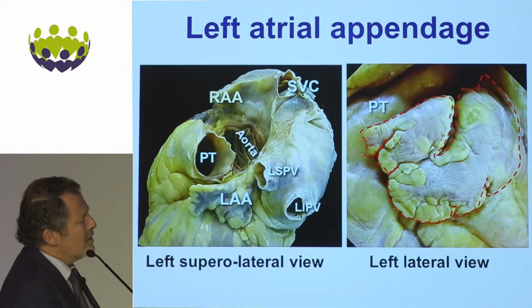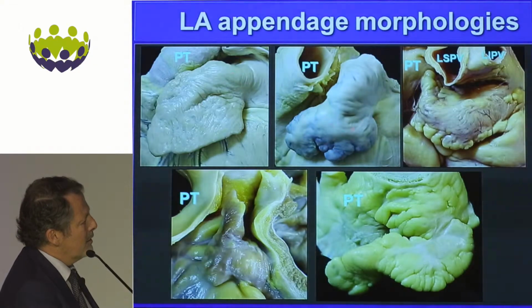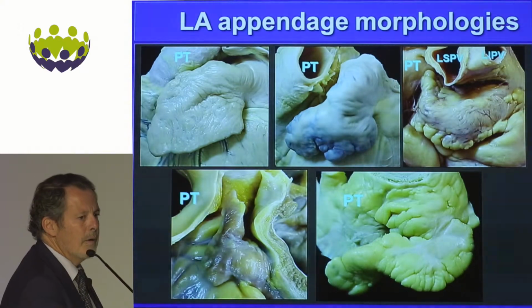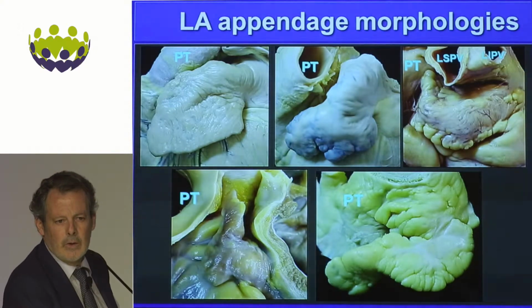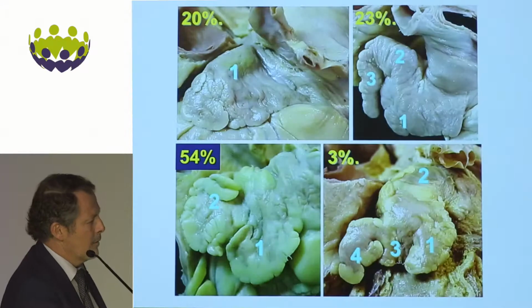And we are going to see the marked variability in the epicardial aspect of the left atrial appendage. Here, please note these 5 different appendages. There are different orientations of the tip of the appendage and different morphology, in terms of orientation, in terms of its anatomic relation with the pulmonary trunk, and in terms of number of lobes.